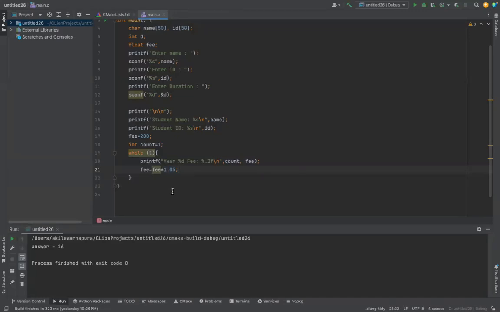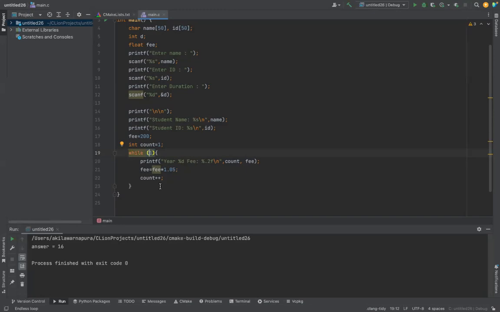Then you have to go to the next year. Next year means count should be incremented by 1. Count plus plus. Now you can go to the next one. Again, it is true, it goes to print the next value after that increment. Now this is a never ending loop. It goes 1, 2, 3, 4, 5, 6, 7 up to infinity.